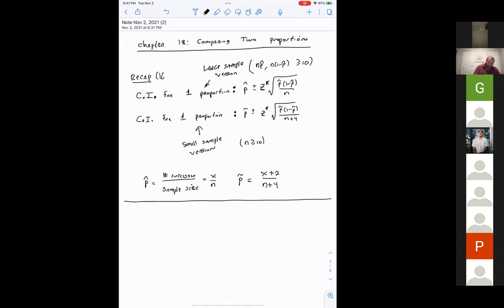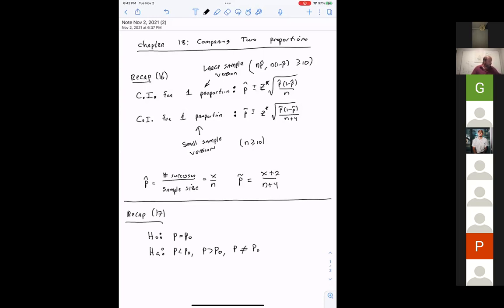Okay, so that was the recap of chapter 16. And then a recap for chapter 17. Chapter 17 was on hypothesis testing. We did a hypothesis test only for one proportion so far, where p is equal to some specific value. And we had 3 alternatives: p is less than that value, p is greater than that value, and p is not equal to that value. Those are the 3 possibilities.